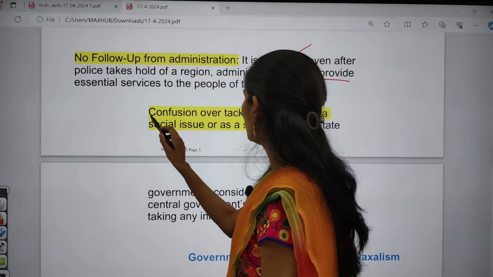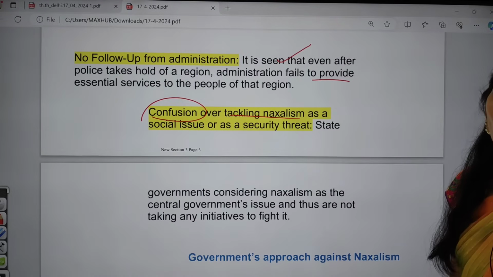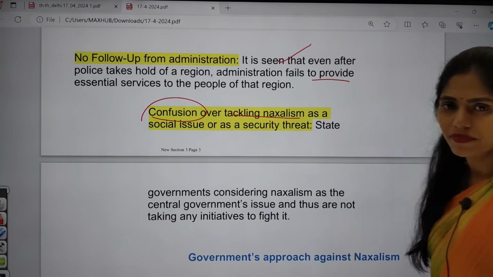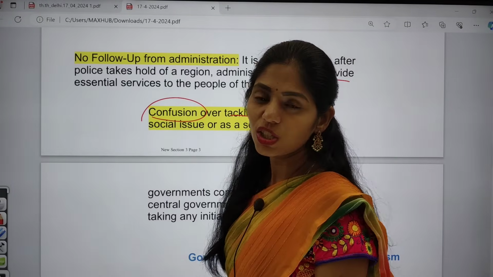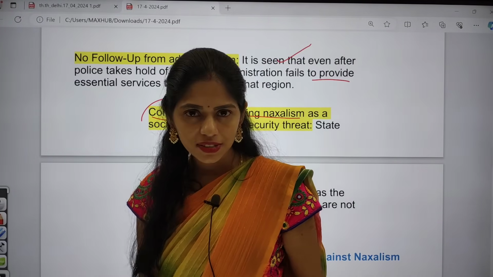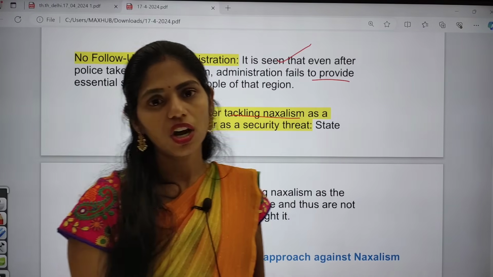And next one is, there is also confusion over tackling Naxalism as a social issue or as a security issue. So this is also one important problem. And these are some important causes for the rise of Naxalism in India. So I hope you understood, right? And now let us see what measures were taken by the government.